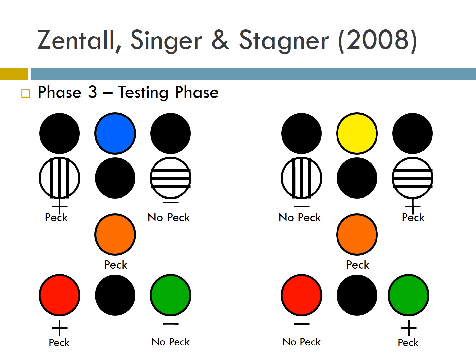We also give them some phase 2 trials that just terminate right here after this orange key. So out of 104 trials in a phase 3 session, only 8 trials looked like what we're seeing here on the screen. So we only had 8 probe trials.